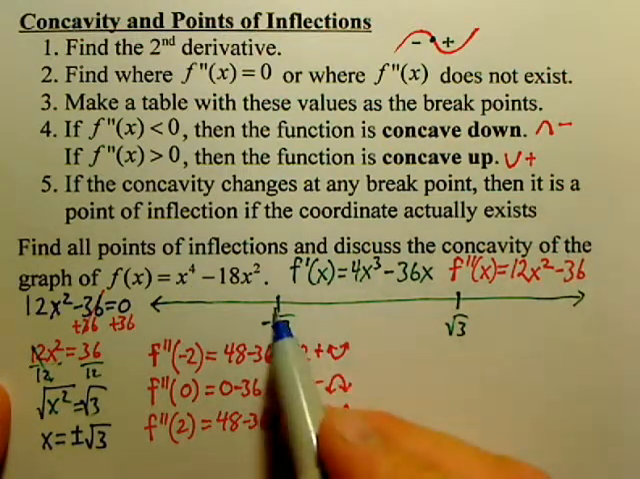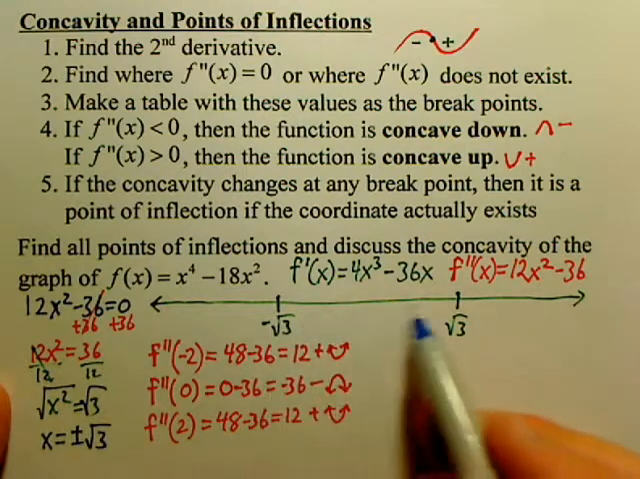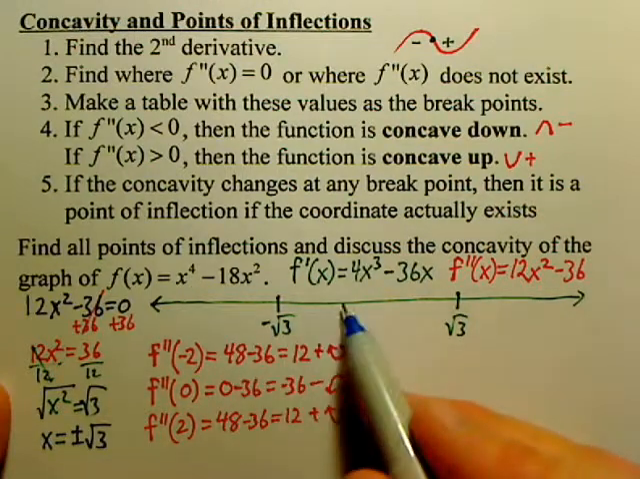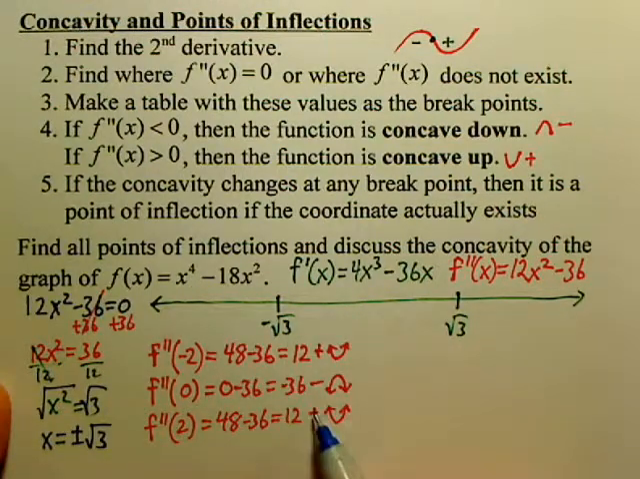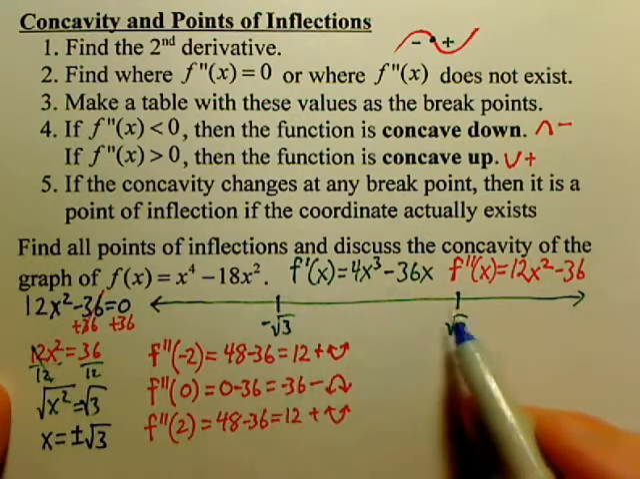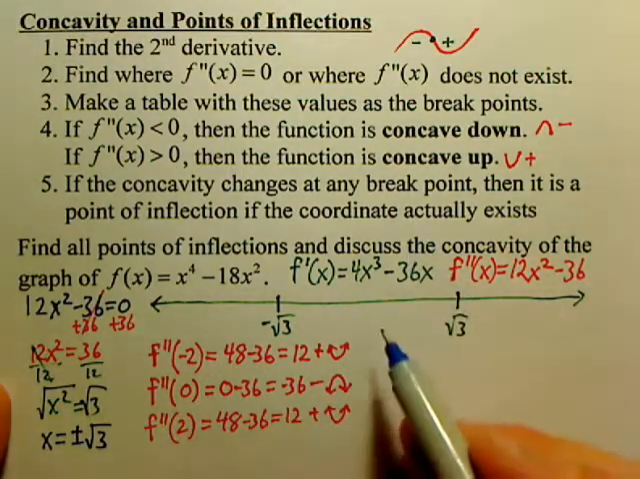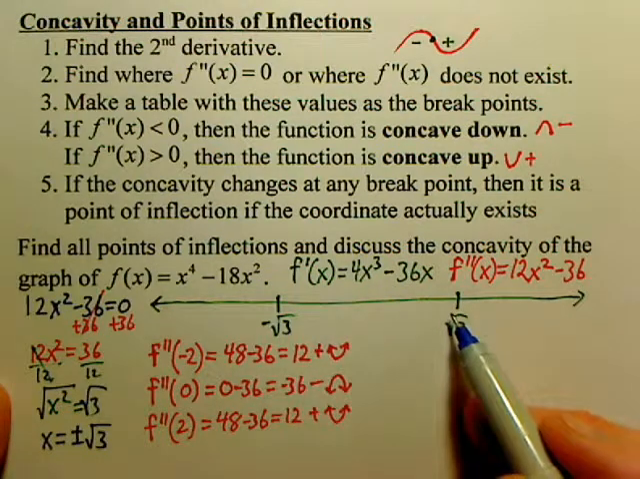So at these 2 points or breakpoints, did my concavity change? From here to here, well, yeah, I went from positive to negative. From here to here, well, yeah, I went from negative to positive. So at these 2 points, the concavity changed. Now we got to make sure they actually exist. So we got to find the value at these 2 points.